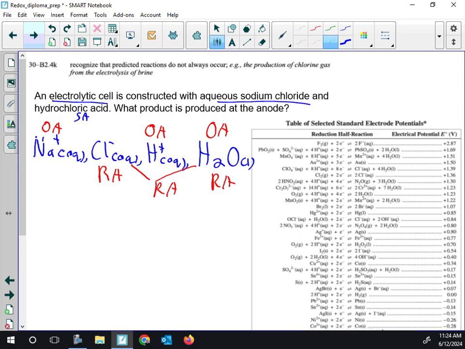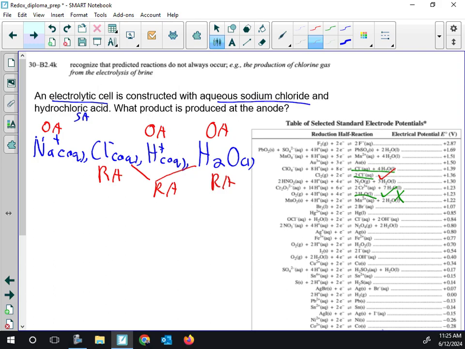Now the chloride anomaly just focuses on RAs, which are at the bottom. When you have chloride and water, our table says water should be the winner, but that is not correct. It's not what we see. What we actually see is chloride reacting. So this question is the chloride anomaly. In Chem 30, you need to correctly identify chloride as what's going to react, not water.